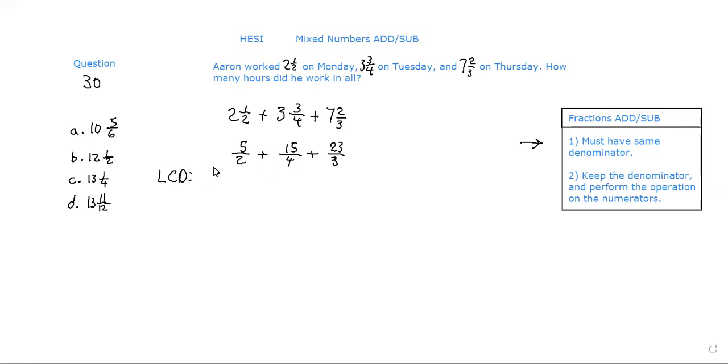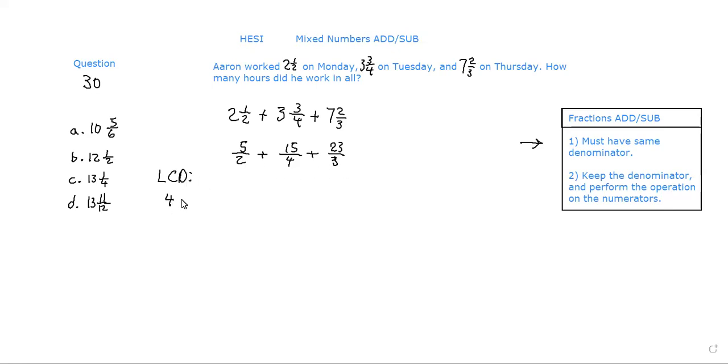So how do we find that? Well, there are a lot of different ways to do it, but here's one quick and simple way. You look at all the numbers in the denominator and pick out the largest value. So here you have 2, 4, and 3. 4 is the largest value. Now you go through your times tables, and each time you check whether the other two numbers, 2 and 3, divide into it evenly. Because remember, for the lowest common denominator, all three have to divide into it evenly.